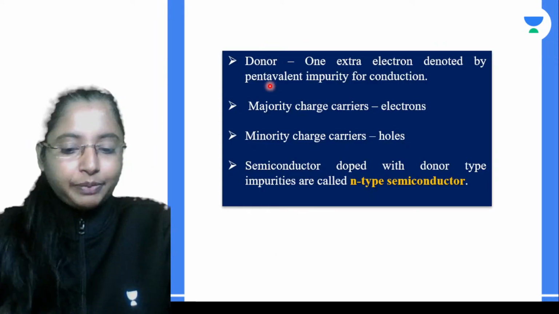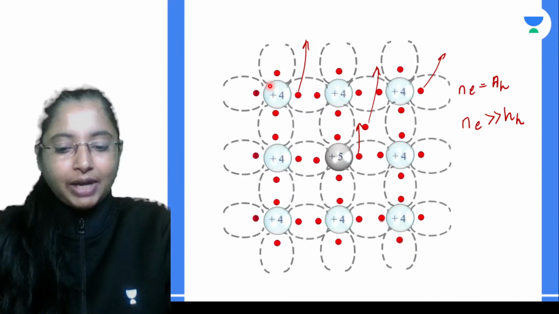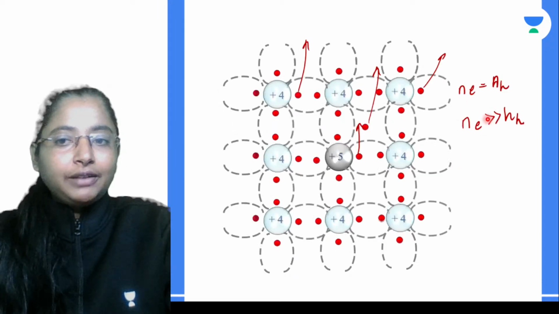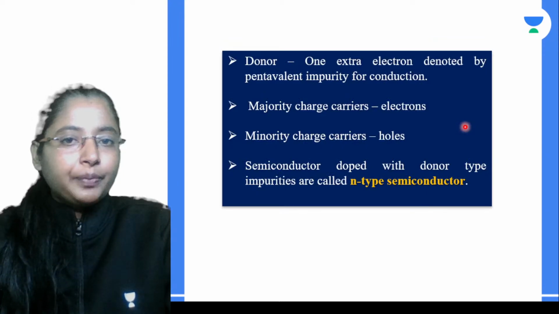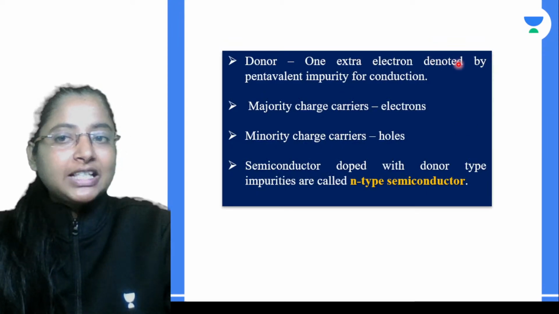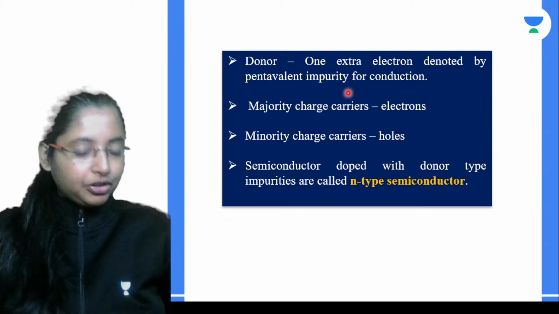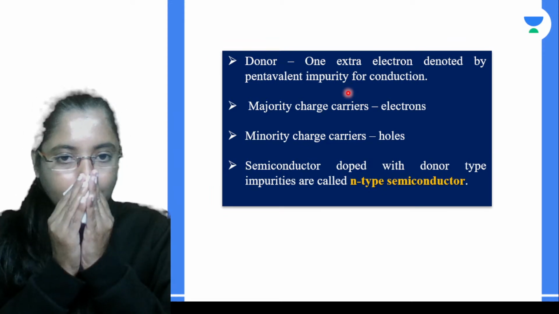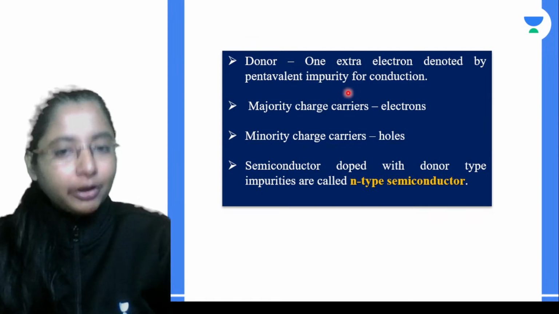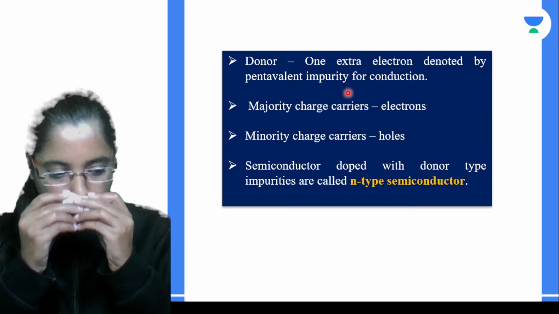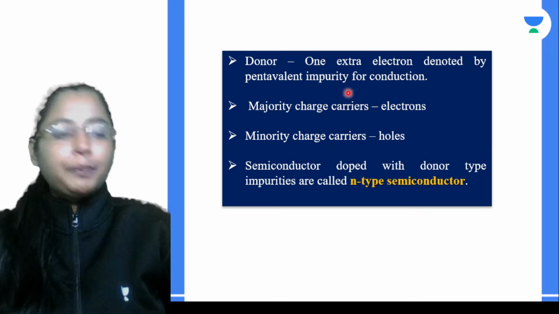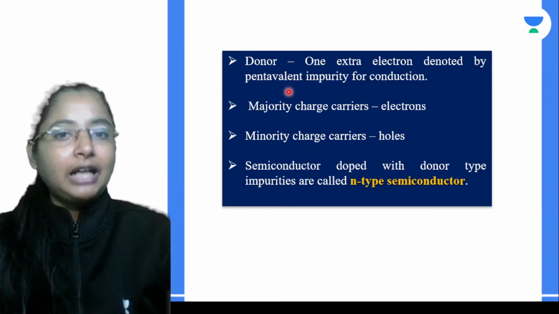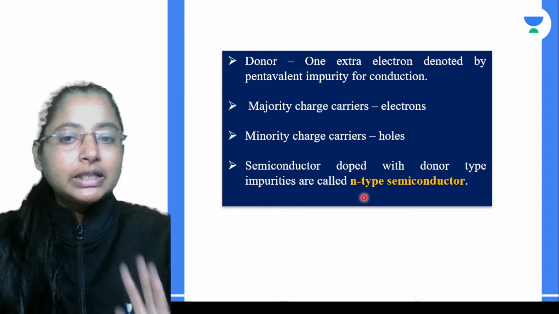So this is basically a pentavalent case, an n-type semiconductor. Why? The negatively charged particles, that is electrons, are more. So 1 extra electron is donated by a pentavalent impurity for conduction. In this case, the number of electrons is more, so they become the majority charge carriers. The number of holes is less, so they become the minority charge carriers. So if you dope a semiconductor with a donor type atom, where donor means 1 extra electron will be there, a pentavalent impurity, then we call it an n-type semiconductor.